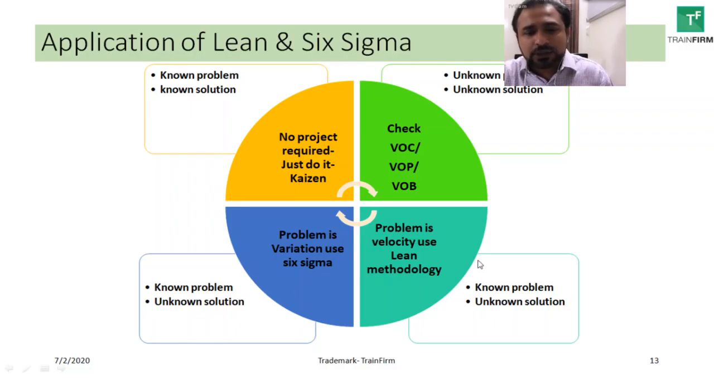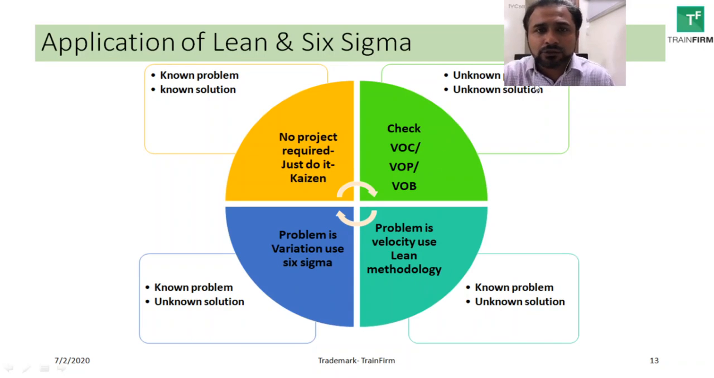And in a similar situation where you know the problem but you don't know the solution, but the problem is with the velocity or the speed of delivery, that means the customer is expecting you to deliver in 3 days, but sometimes we do it in 4 days or 5 days, but definitely not in the range of 3 days. So you need to increase the velocity of the process so that you would be able to deliver in 3 days or less. If the objective is to increase the velocity, that's when we will use Lean as a methodology and solve that particular business problem.